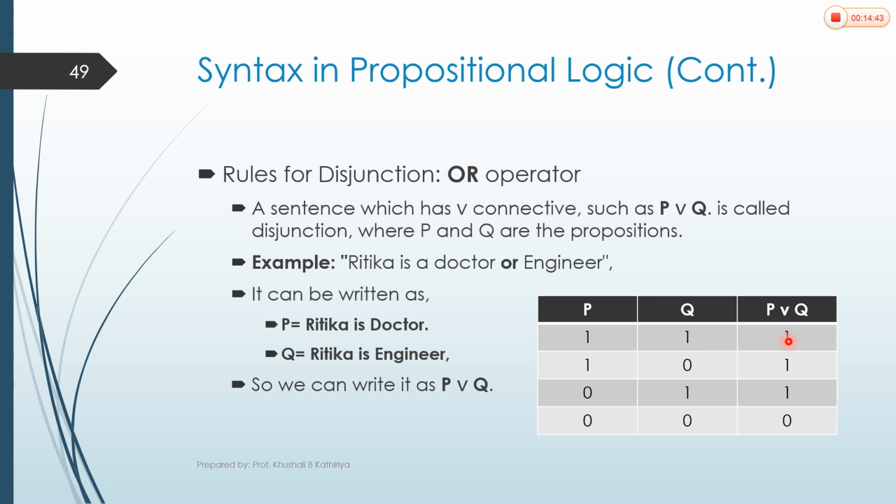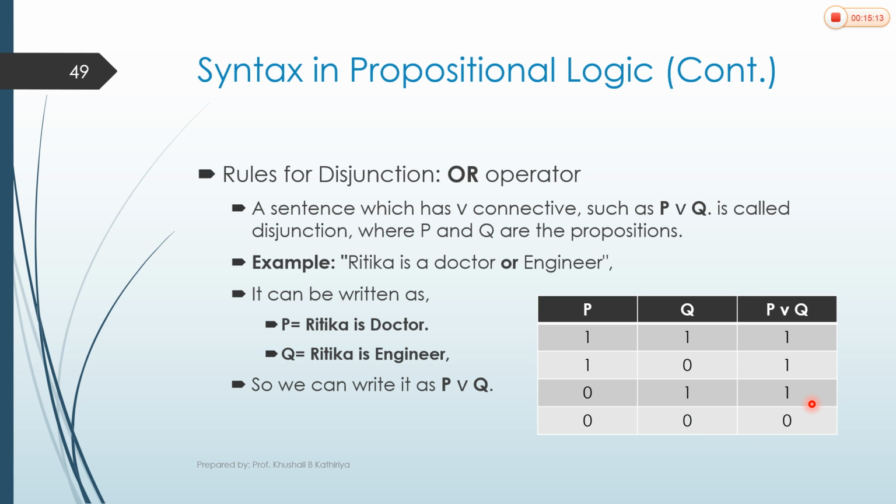Rikita is a doctor or Rikita is an engineer. Then Rikita can be either a doctor or an engineer. In this, either she is a doctor or she is an engineer, one of those possibilities holds, so this will be true. Rikita is a doctor, Rikita is not an engineer: it means Rikita is a doctor, so it is true. Rikita is not a doctor, Rikita is an engineer: again true.